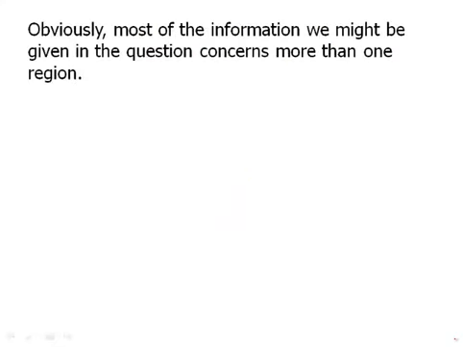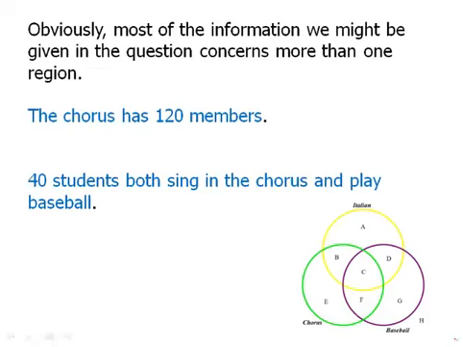Obviously, most of the information we might be given in the question concerns more than one region on that. And we saw a little bit of this earlier when we were talking about simpler Venn diagrams, that often what's stated in the question, the number given in the question, is not an individual region. It's a sum of regions. So for example, if we're given information like the chorus has 120 members, or 40 students sing in the chorus and play baseball.